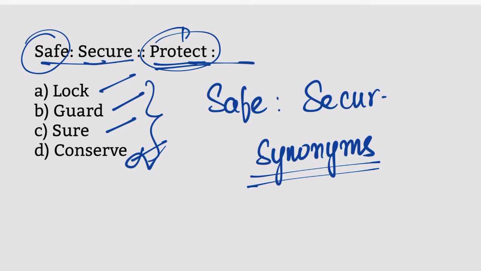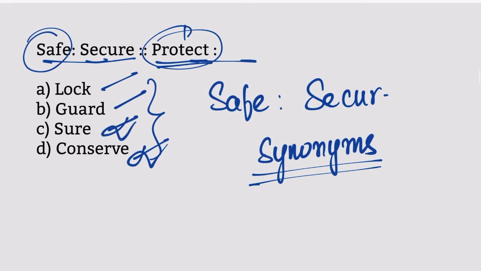Conserve is where we try to preserve something. Sure means we are probably answering something, or we are giving a definite or positive affirmation. Lock again could be a noun or a verb wherein we are defining an action or maybe referring to an item. Whereas when we say guard, we are basically doing what?